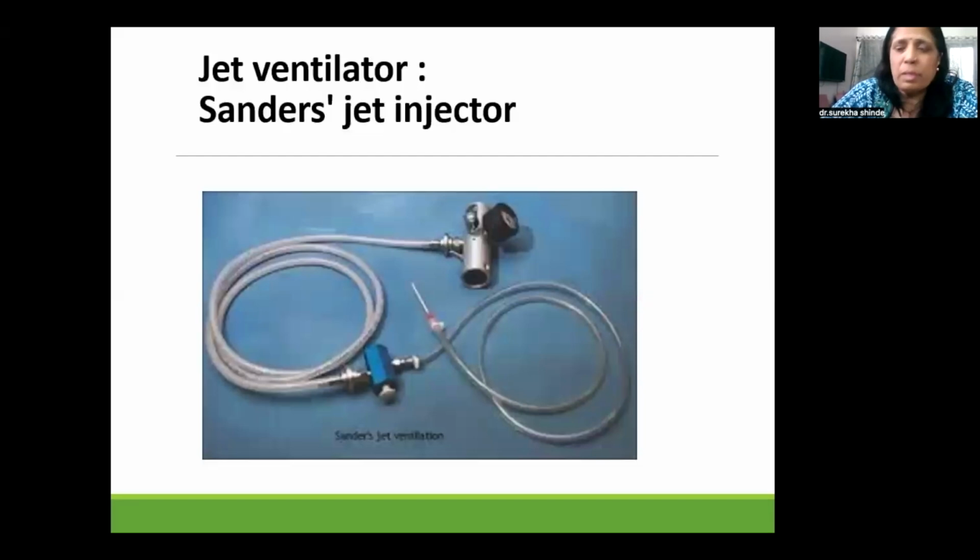So next is about the jet ventilator. Standard jet ventilator, I think all of you who are of the older generation like me must have seen jet ventilation, which is standard jet ventilation. We used to use it commonly, not for laser, but for foreign body bronchus. So the jet ventilator, I think for the oldies, they are quite aware of that.